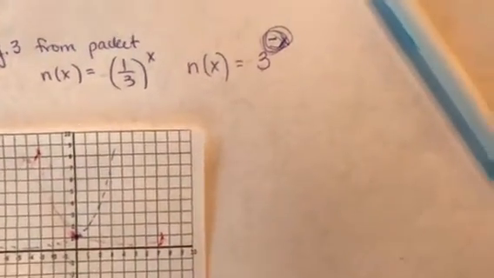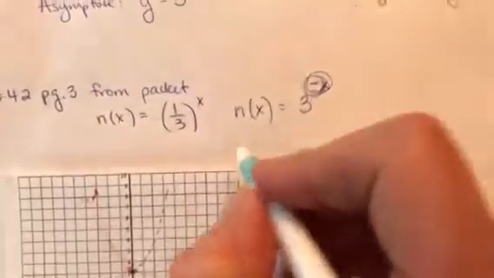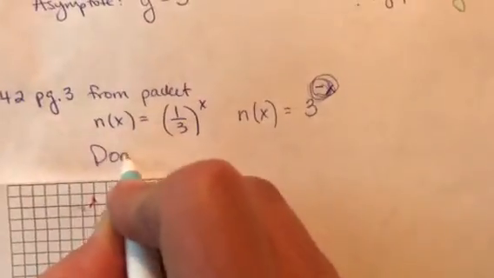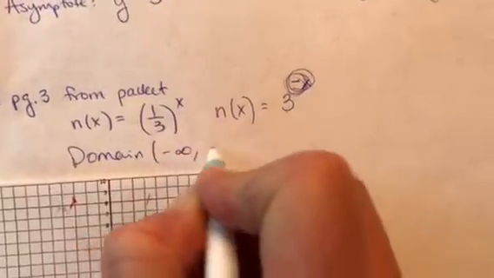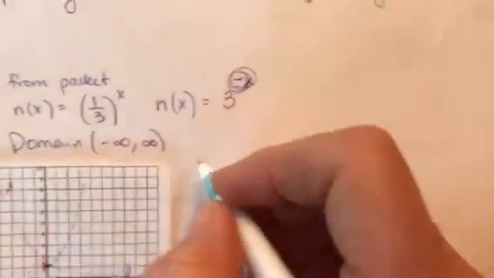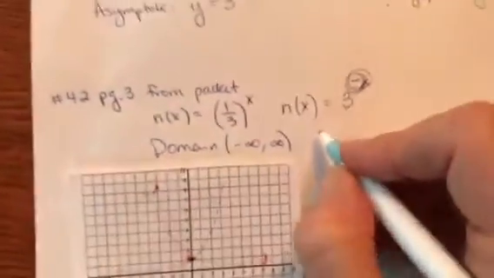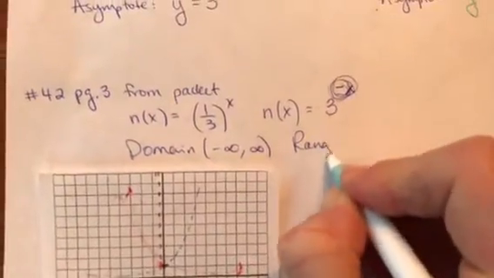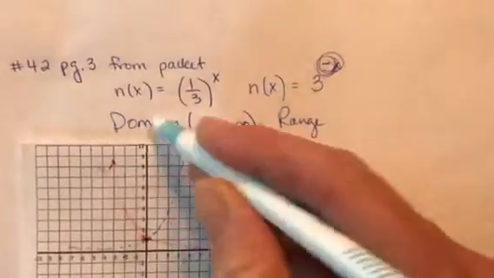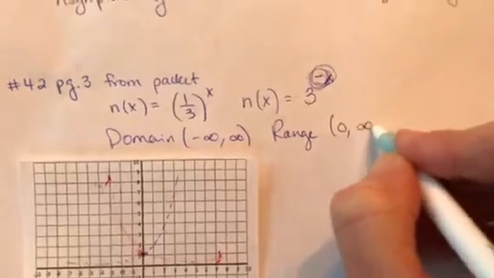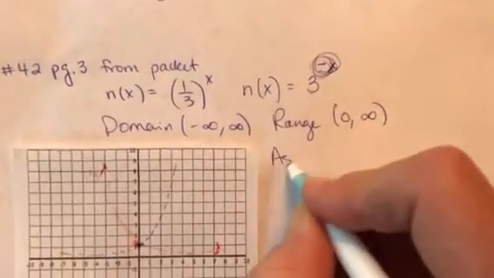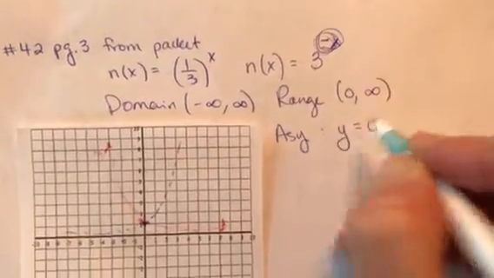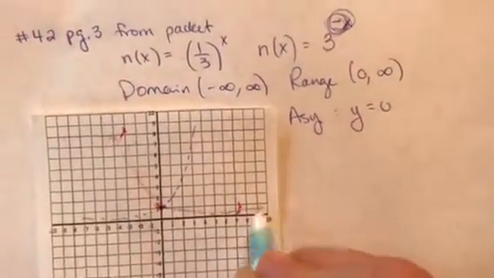But let me say this, my domain and range, let me go to this nice color. My domain is still all real numbers. And you have to do this for every one you graph, even though it originally didn't ask you that. I'm asking you to do this. Your range is how high and how low it goes, and it's still 0 to infinity. And my asymptote is, of course, still the line y equals 0 right here. It's still getting close to that on this side.